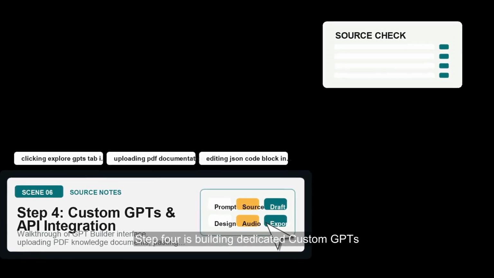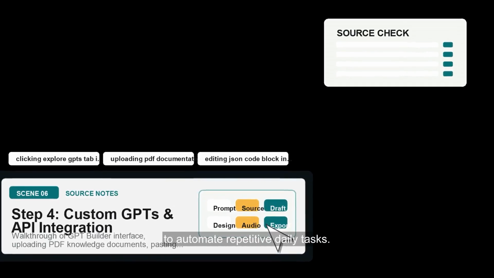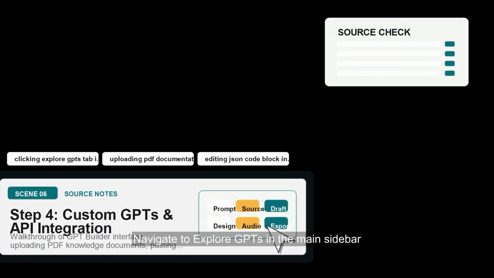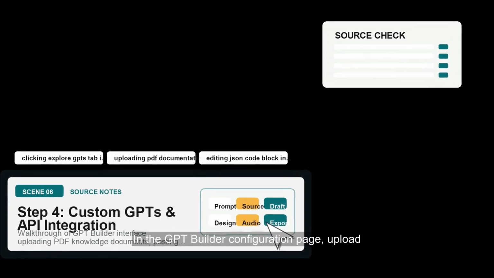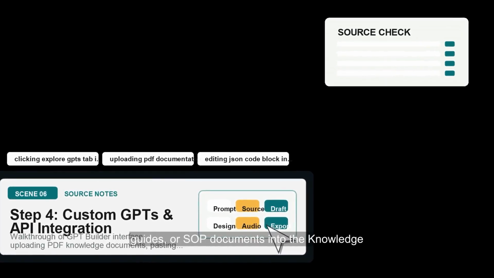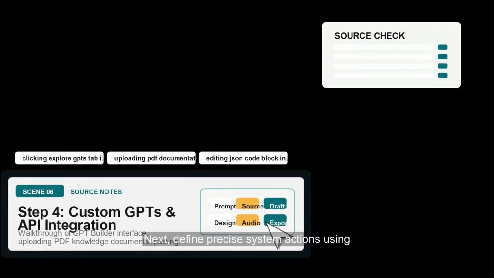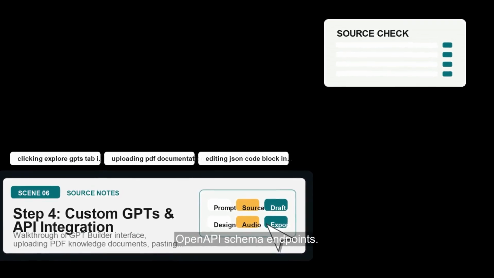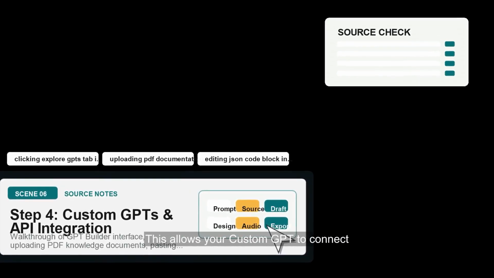Step 4 is building dedicated custom GPTs to automate repetitive daily tasks. Navigate to explore GPTs in the main sidebar and click Create. In the GPT Builder configuration page, upload your company brand guidelines, code style guides, or SOP documents into the knowledge file repository. Next, define precise system actions using OpenAPI schema endpoints.